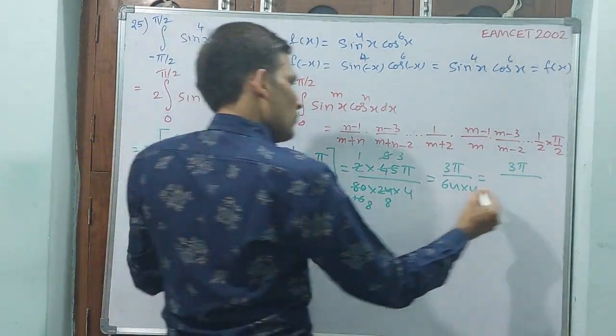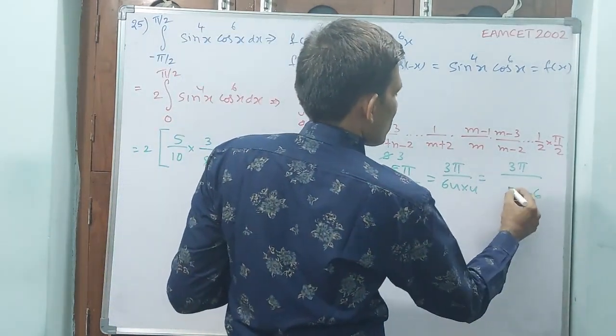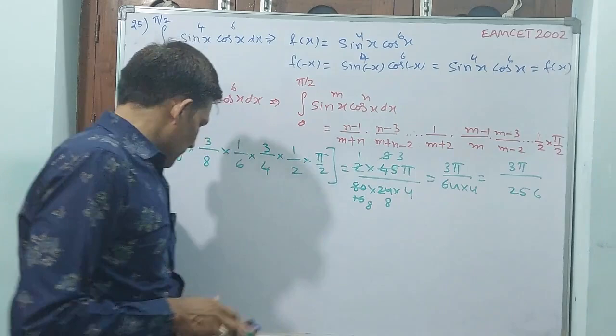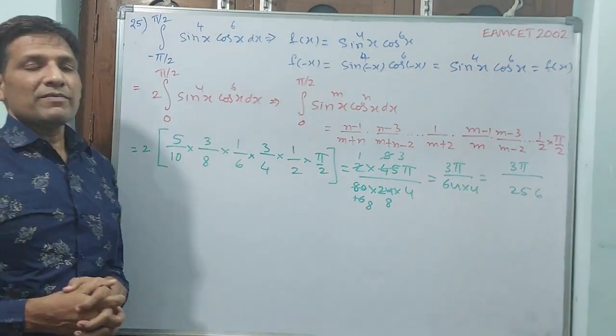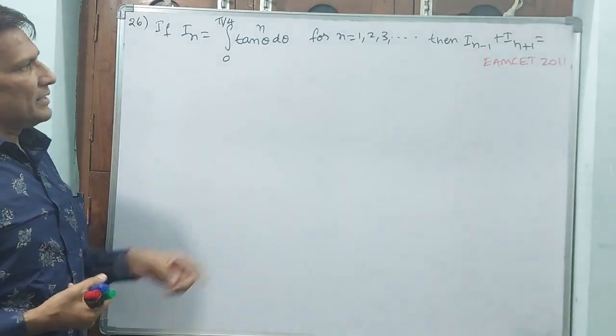3 pi by 4, 4 6s are 24, 24 plus 1 is 25, 256. 3 pi by 256. Okay, this is the answer for this question. Let us go for the next question. Okay, let us see question number 26.